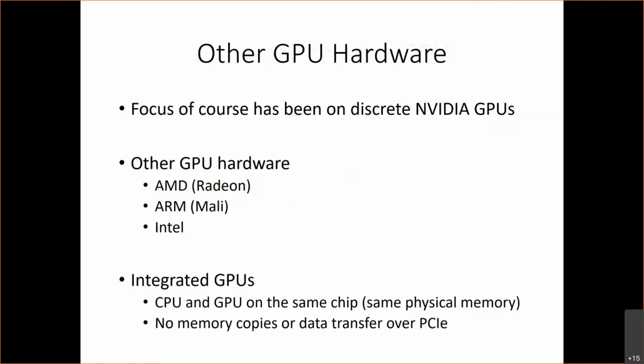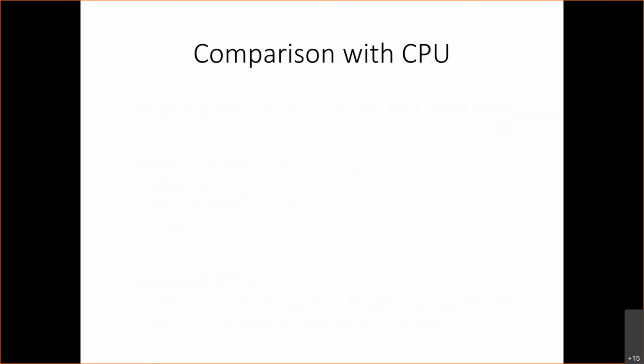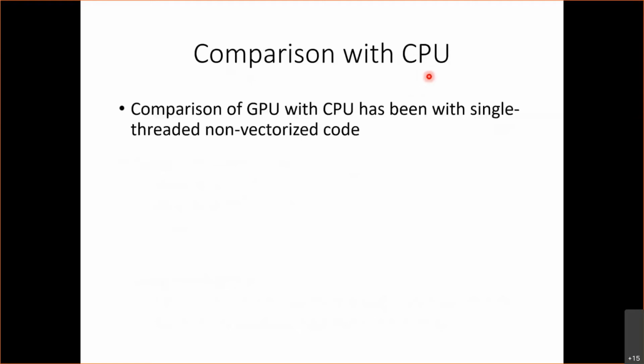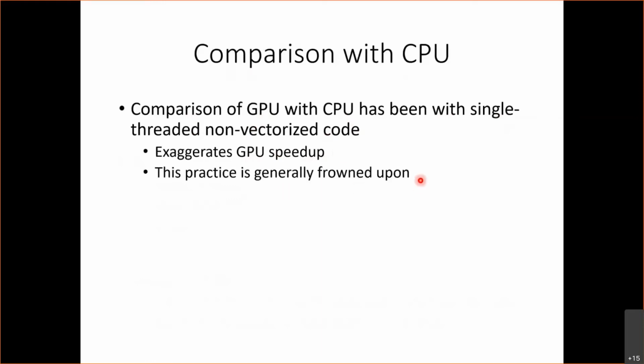Okay, and the last thing I would like to mention is a disclaimer about all the comparisons I've been doing with the CPU throughout the course. So far, we've been comparing GPU with CPU, but we've been using single-threaded, non-vectorized CPU code. This exaggerates the GPU speedup that we've been seeing. For the purpose of this course, maybe that's okay, but in general, this practice is frowned upon if you're publishing a paper, for example, where you're reporting your speedup between CPU and GPU.